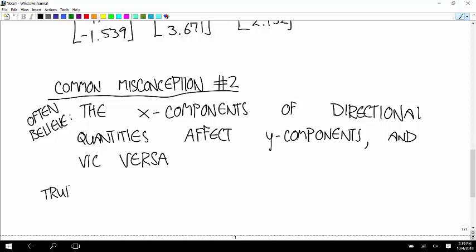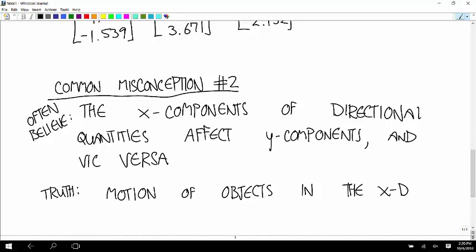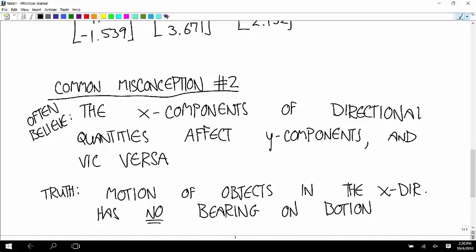So here's the truth. The motion of objects in the x direction has no bearing on the motion of objects in the y direction.